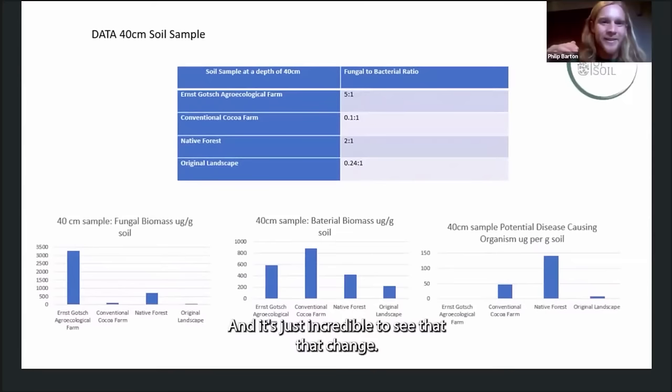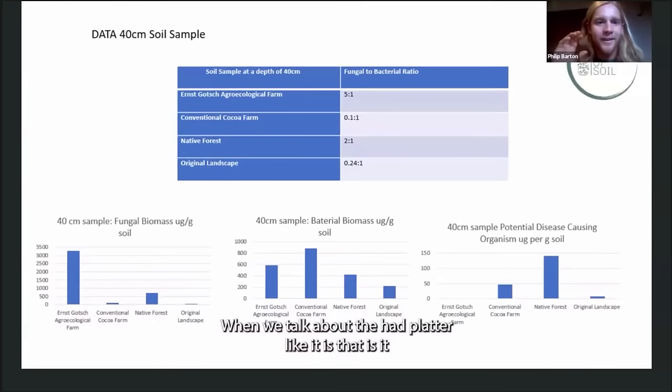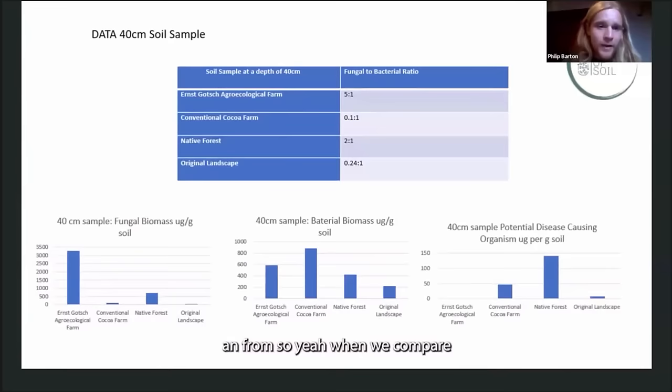I wish I had photos of the color changes of those different soils as you move through that profile, because it's just black. Like when we talk about tierra preta, that is it at Ernest Farm. So when we compare these results to the other landscape, there really is no comparison. So we can say that, oh, sorry, the next slide, I have the results on that.